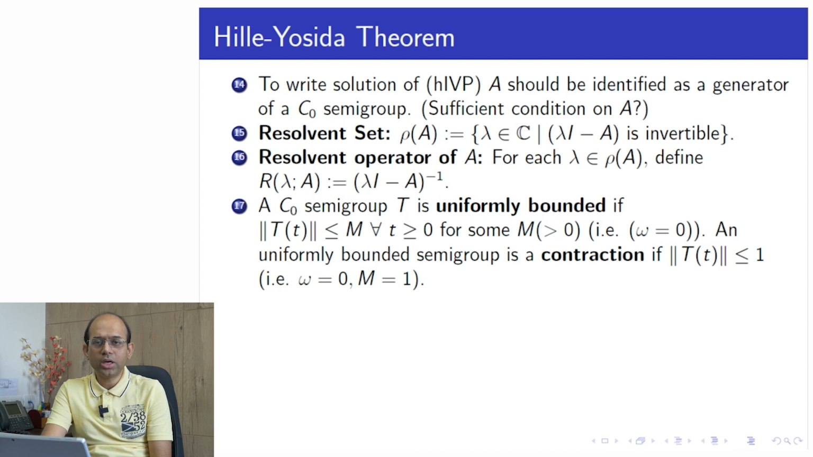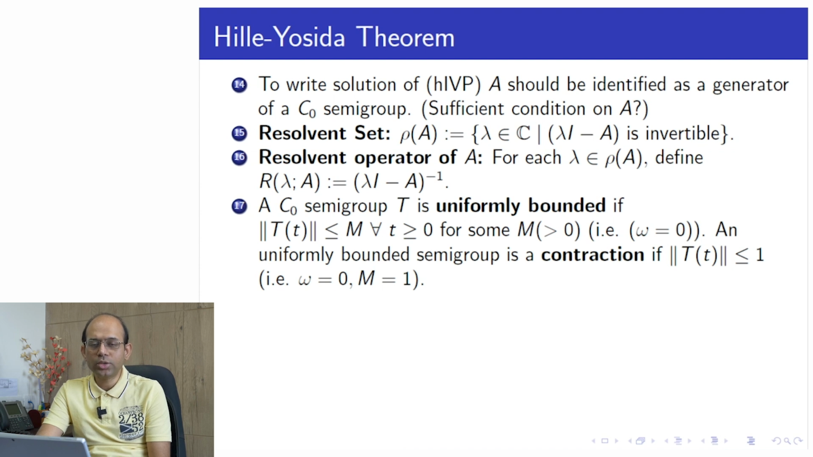Okay, and we are going to see two more definitions here. A C0 semigroup capital T is called uniformly bounded if the norm of T(t), okay, so what is this norm? This is the subordinate norm, the operator norm in the Banach space capital X. So the norm of T(t) is less than or equal to some positive number capital M for all t non-negative. If that is true, then we call this semigroup T(t) a uniformly bounded semigroup.